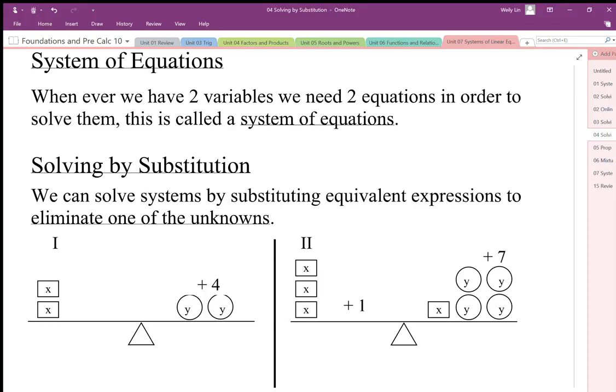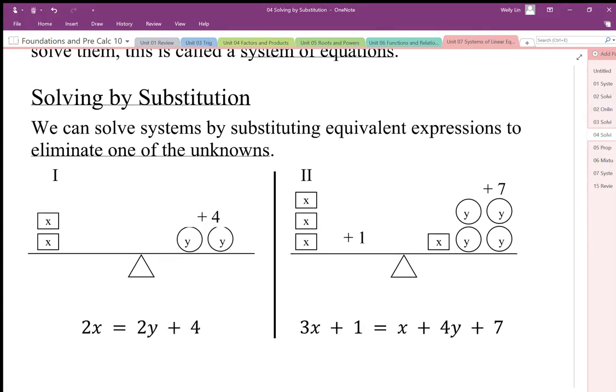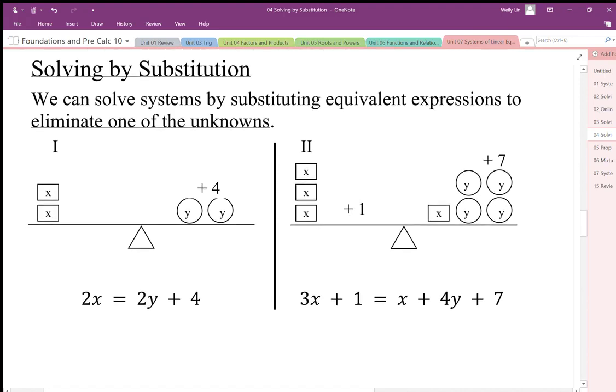So this solution involves substitution, and basically what we're going to do is a like for like replacement. In this case we have this balance, 2x's is balancing 2y's and 4, and this balance is balancing 3 of the same x's plus 1, and we have 1x on this side and 4y's plus 7 on this side. So for substitution we can isolate one of the variables, and then we can do the like for like substitution. It's going to look like this.